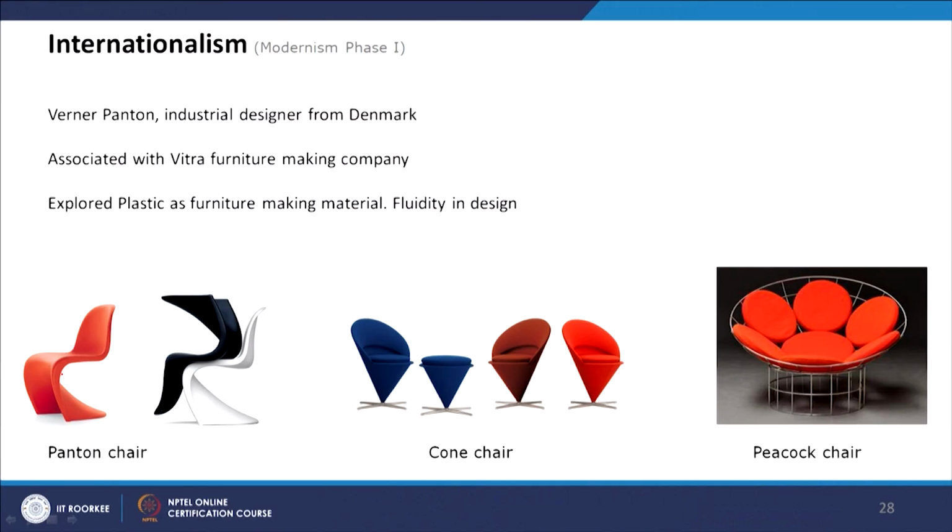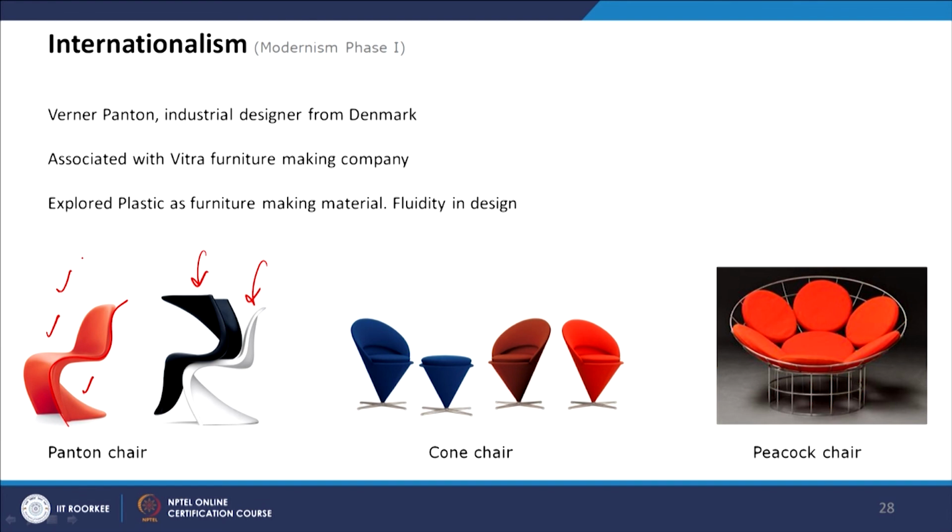So this is the famous Panton chair, and you see this is definitely streamlining. It's not internationalism at all, but it also comes in black and white. But this color is the famous one, and there's one single fluid surface which creates the chair, which is called the Panton chair. Verner Panton is known for this famous chair, but there are other examples as well by Verner Panton.